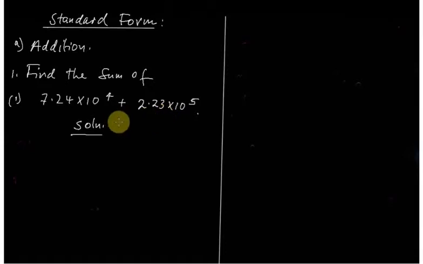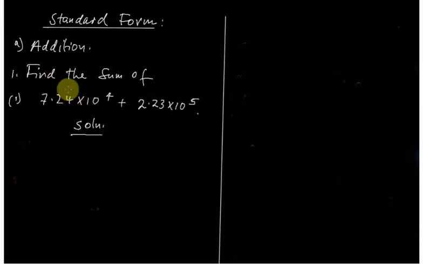Okay, let us see how we can perform addition in standard form. We have two numbers written in standard form, and we are supposed to add them. For example, find the sum of 7.24 times 10 to the 4 plus 2.23 times 10 to the 5. Now you see these numbers are written in standard form and you have to do addition.